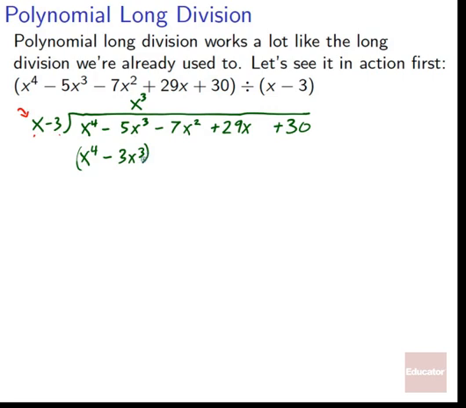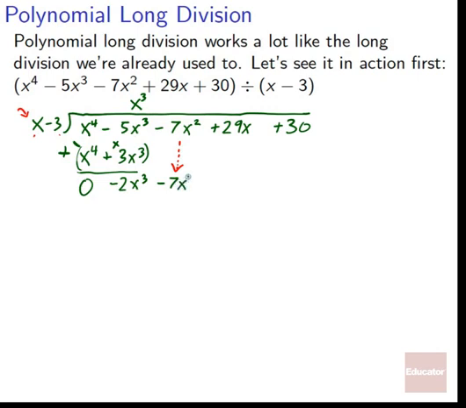Now, in long division we also subtracted. So subtract. Let's put that subtraction over. Minus, minus, 2 minuses become a plus. So we've got minus x to the fourth attacking x to the fourth, so we've got 0 here. And 3x cubed plus negative 5x cubed, sorry, not 3x squared, but 3x cubed. So negative 5x cubed plus 3x cubed becomes negative 2x cubed. And then the next thing we do is bring down the minus 7x squared.